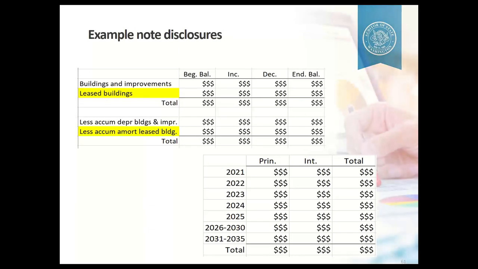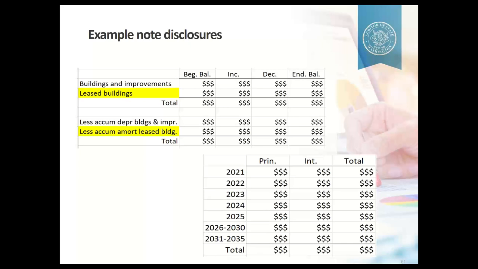Next one. Now here's what I meant. Now here for you lessees. Here's a simple way to disclose the leased assets and the accumulated amortization separately. You can include it right in your capital assets note. Just make sure they are listed separately in that table. You could also do your own separate note for leases.